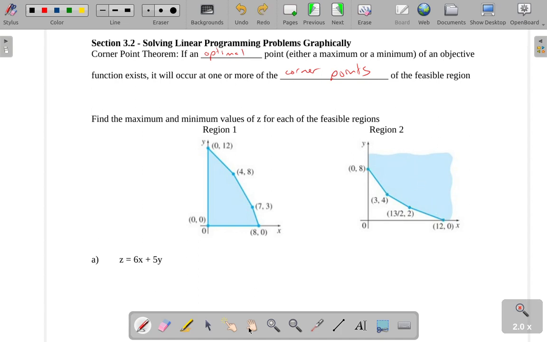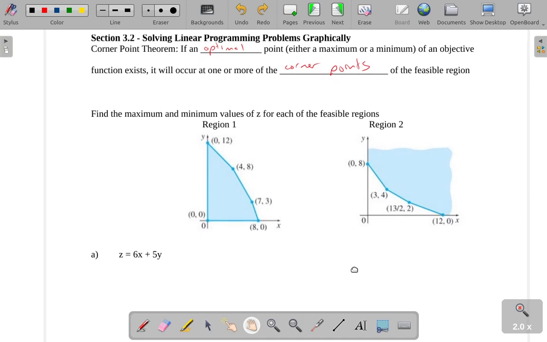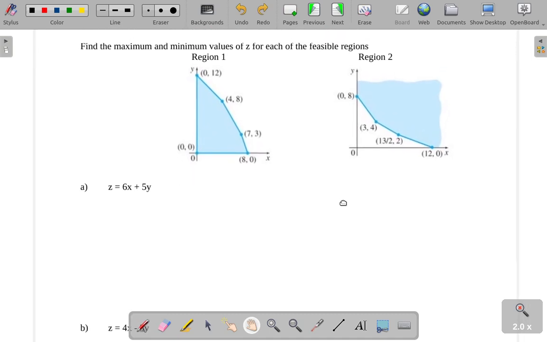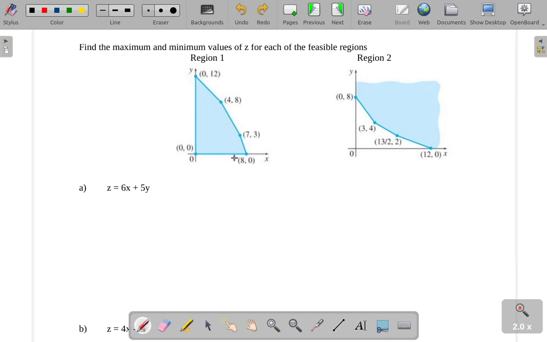Alright, so if there is an optimal solution, an optimal point, it has to occur at one of the corner points. So if we're looking for an optimal value, then we can just test to see what the values are at all the corner points. So if our objective function, that is the thing we're trying to minimize or maximize, looks like this, 6x plus 5y, then I can just test that at each of these 5 corner points.